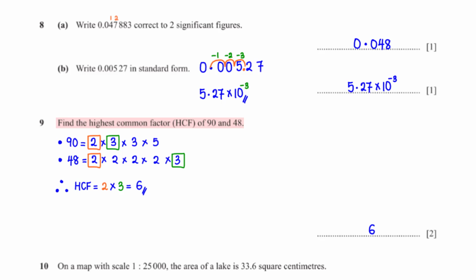Find the highest common factor of 90 and 48. To get the highest common factor, we first write 90 and 48 as a product of their prime factors. Now we need to note the common elements in both of their prime factors, and in this case there is only one 2 and one 3 common to both of them. So to get the HCF, we multiply 2 and 3. This gives us 6.